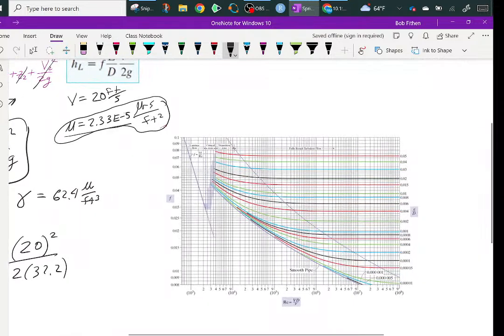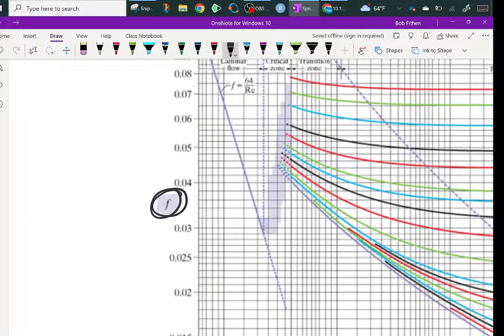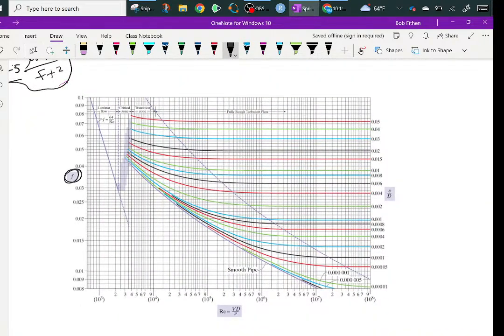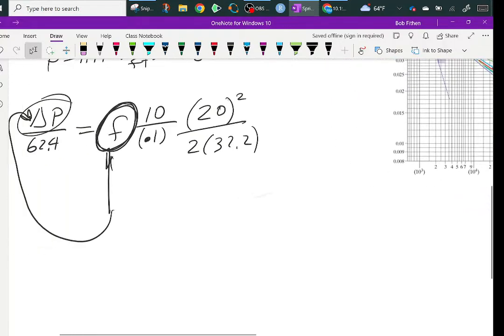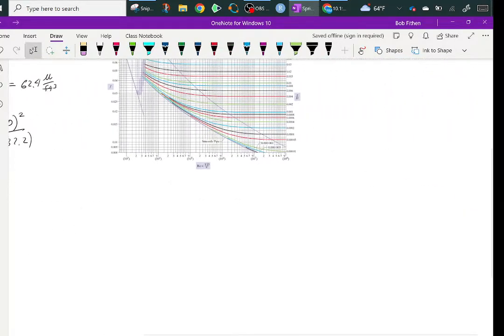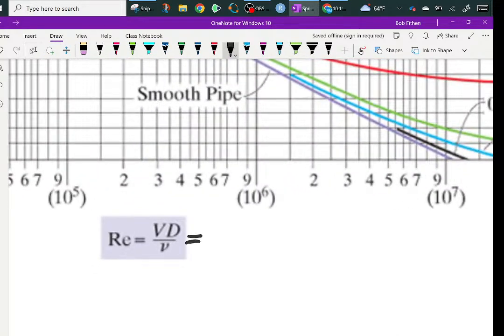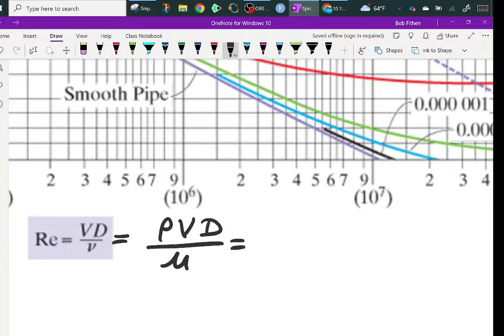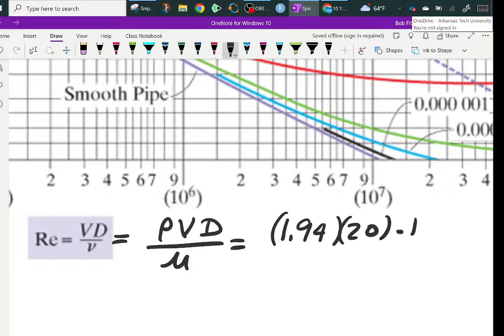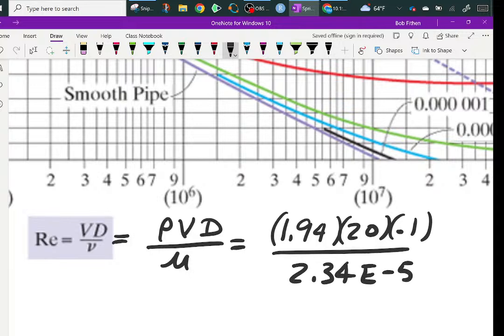And I have a chart, a Moody diagram, with this thing sitting right here. So the question is, how do I use this to find what value this could be anywhere in this range here? So obviously I need to know the Reynolds number, which is rho times velocity times diameter over mu. In my case, those are the same thing actually. 1.94 times the velocity of 20, because I wanted to make it more interesting, 0.1 over 2.34 e to the minus 5.